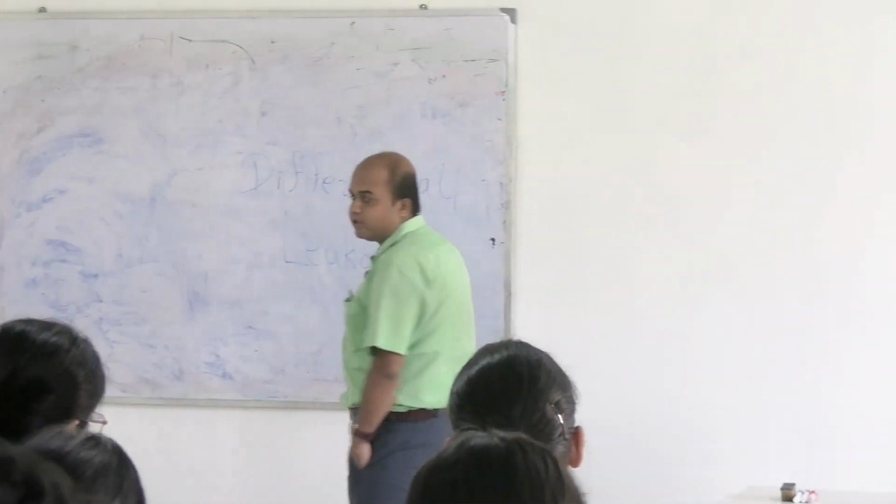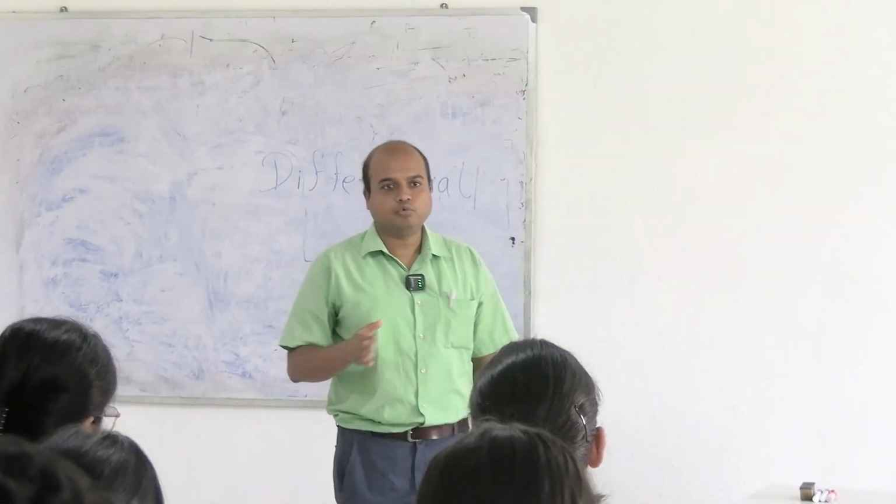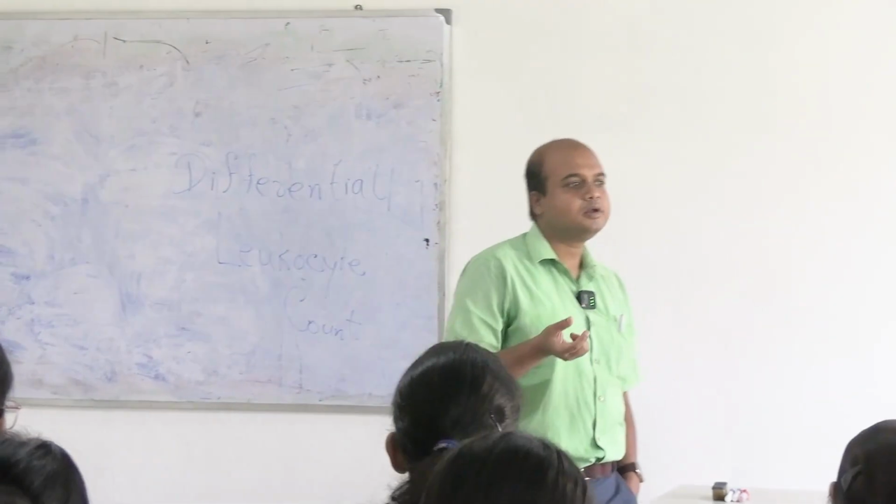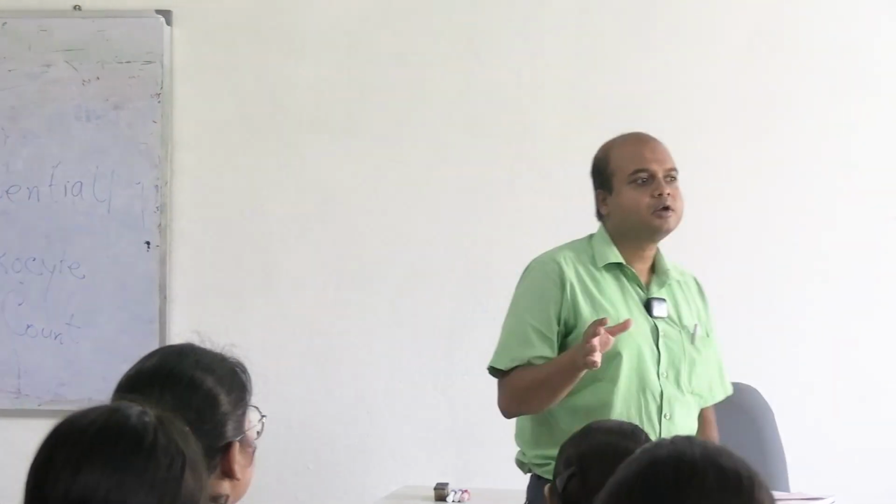Differential leukocyte count is about counting the different types of leukocytes. So you write it like this: after preparation and staining of a blood smear, identification of different types of blood cells under the microscope, and then differential leukocyte count. From the examination point of view, that question you will have to face, you have to do this experiment.